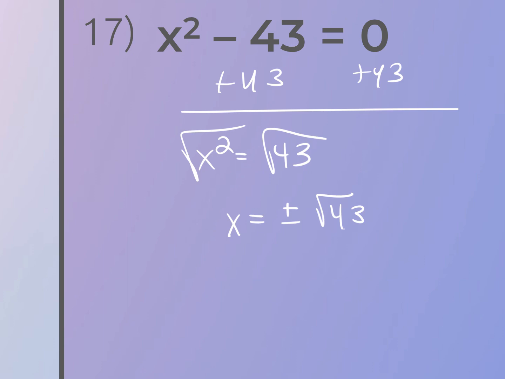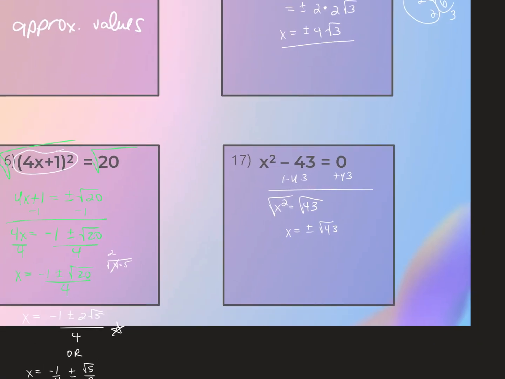Now on WebAssign, it might say enter the smaller value first and then the larger value. Guys, what is the smaller value? Negative root 43 or positive root 43? Okay, just make sure we understand that. Good, good, good. All right, great.